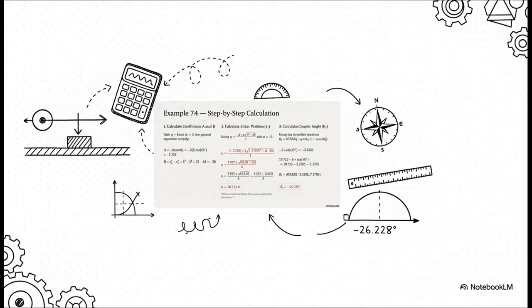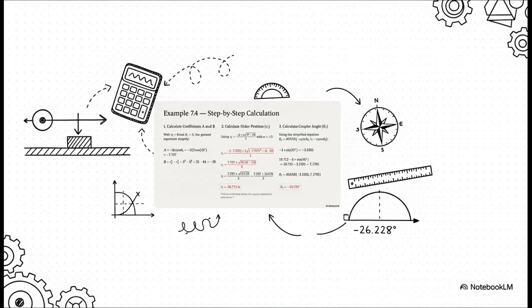The B coefficient is just R2 squared minus R3 squared, which gives us negative 39. The A coefficient simplifies down to negative 2 times R2 times the cosine of our 45-degree input angle, which works out to be negative 7.071. So now we've got our A and B. We plug them into the quadratic formula, and we choose the positive root for our assembly mode. Solving that gives us a slider position R1 of 10.712 inches.